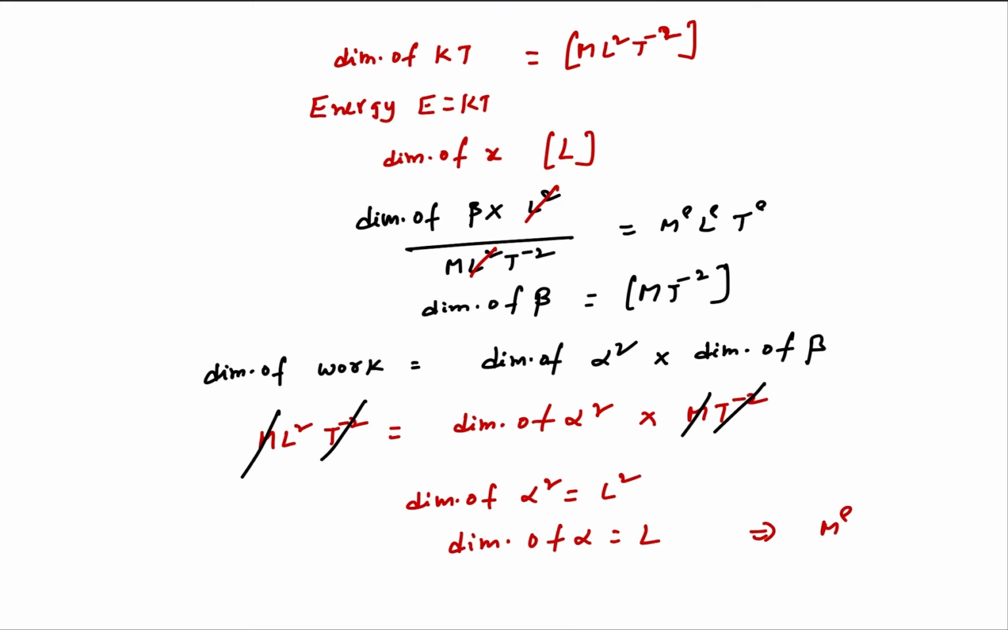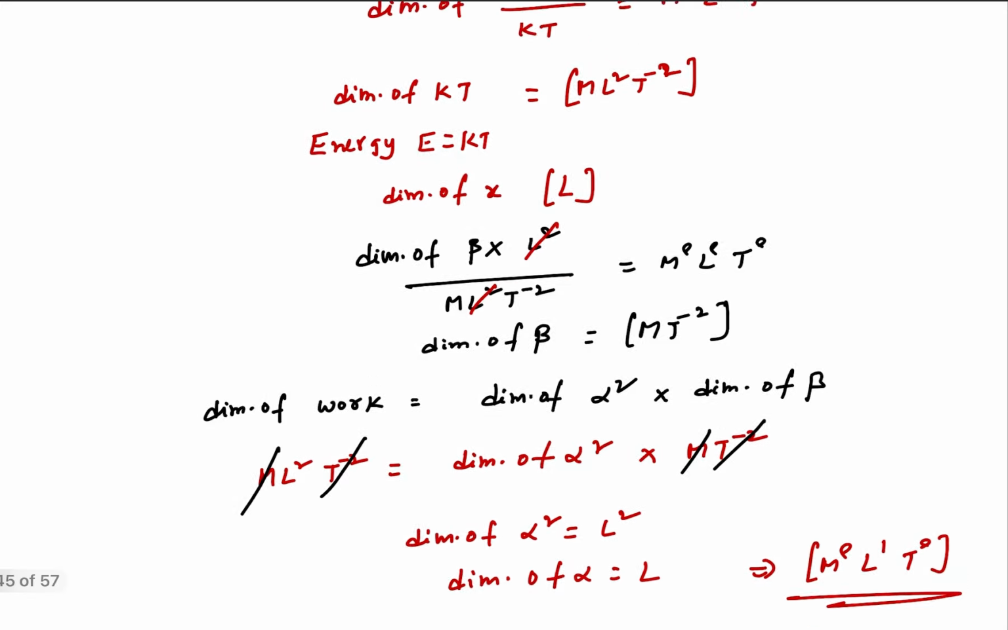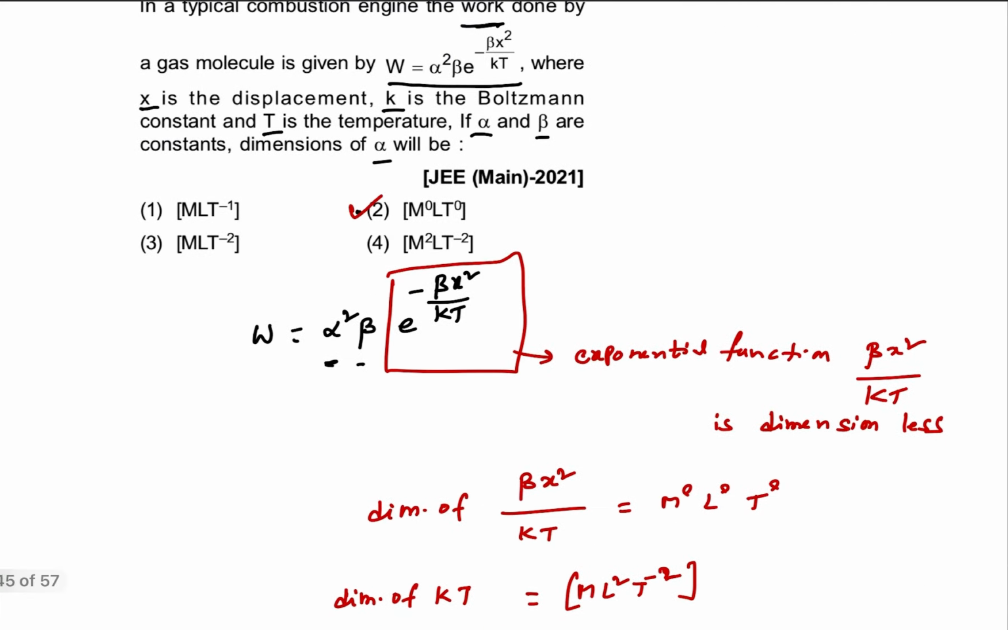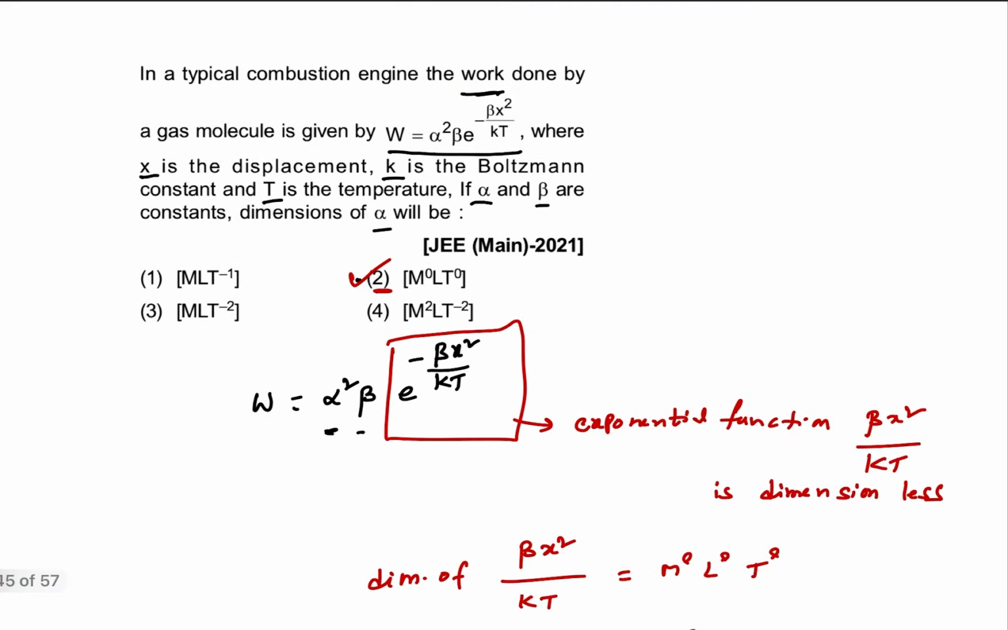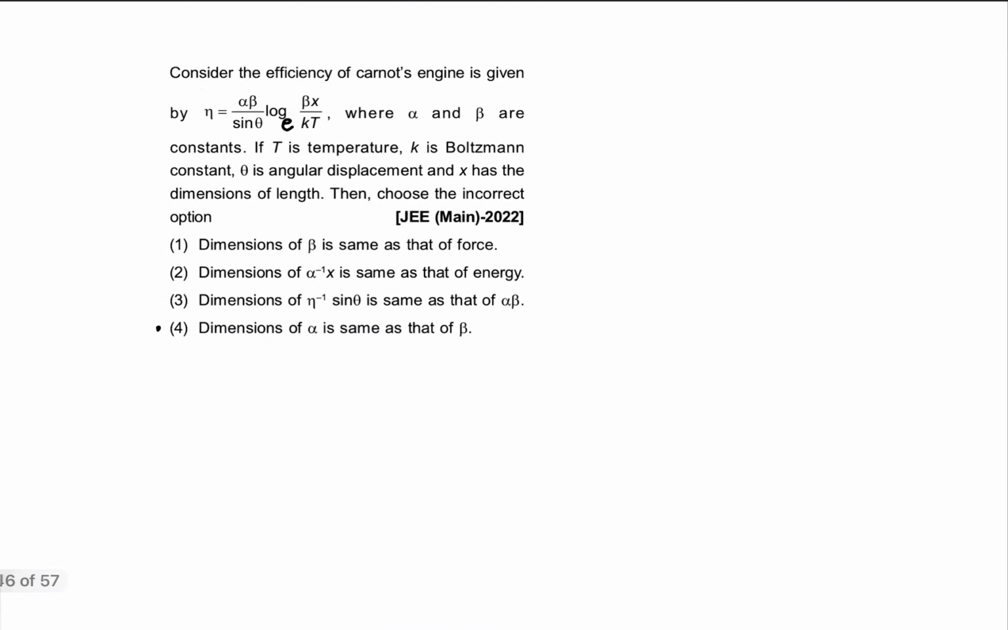Okay, so you check the relation. It implies M power 0, L power 1, T power 0. This is the dimension of alpha. According to the question, the second option is the correct option. Okay, next question.